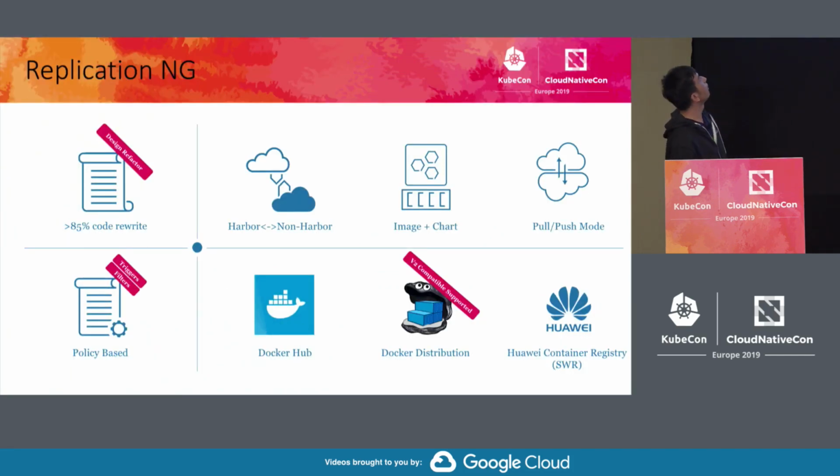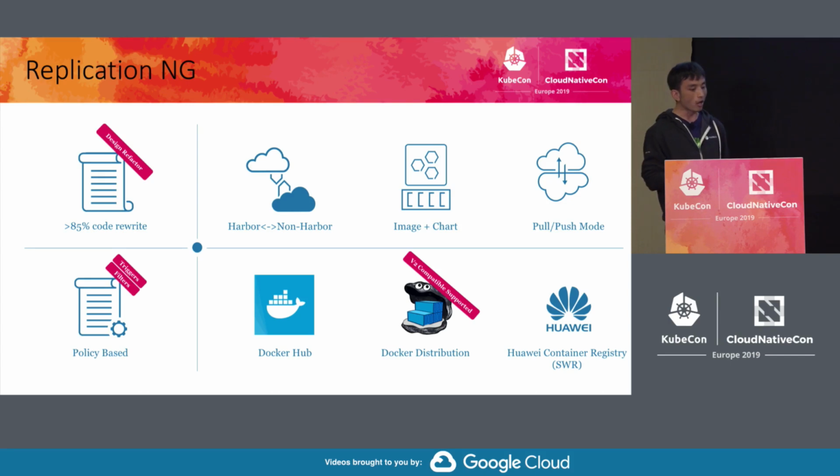Okay, so the first one I want to talk about is replication. Replication is a very key feature in Harbor. Replication can help you transfer your image content from one registry to another registry, and maybe you can use replication to keep your content synchronized among multiple image registries.